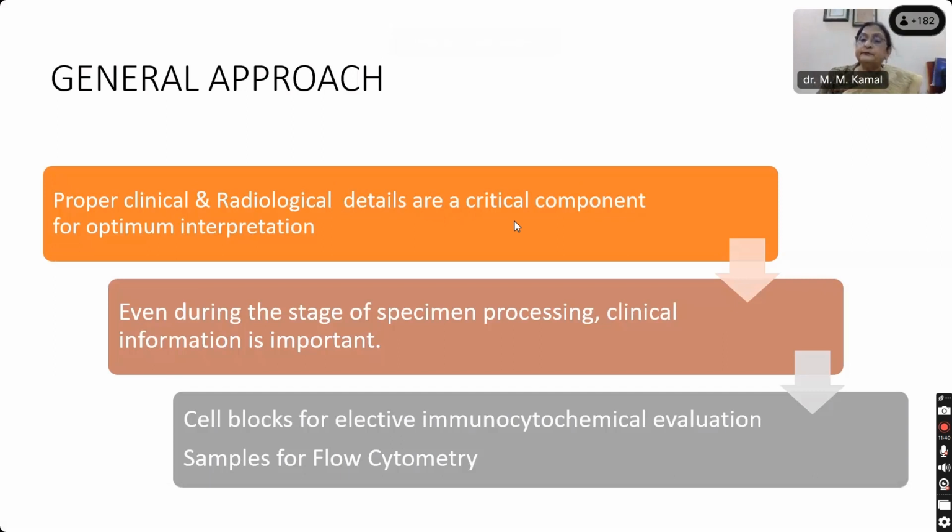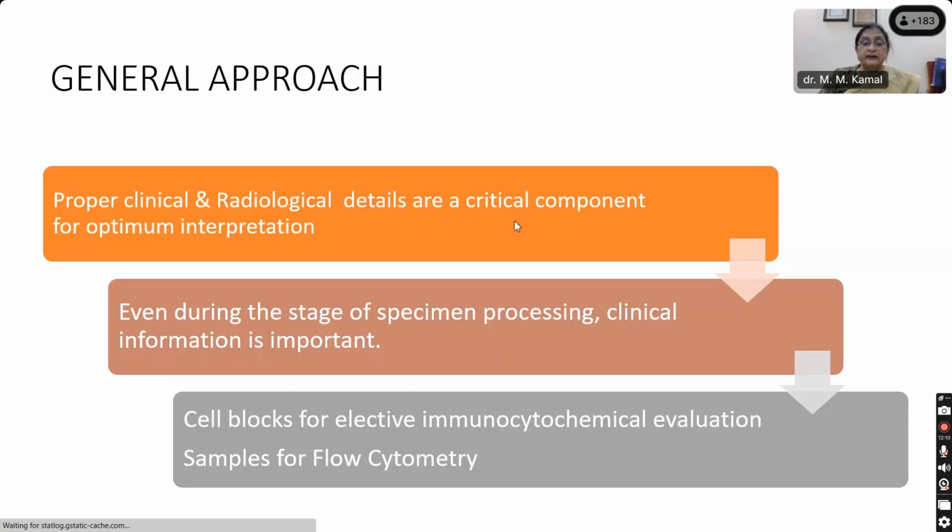Why? Because you can decide the mode of processing. Yes, you have many options, and we will see those options. There and then you can decide whether you want to make a cell block, or whether you want to submit the sample for flow cytometry, or you want to make some special stains or do AFB staining. So all this can be decided depending on the quality of the fluid that you have received.